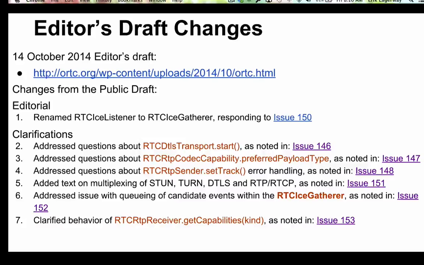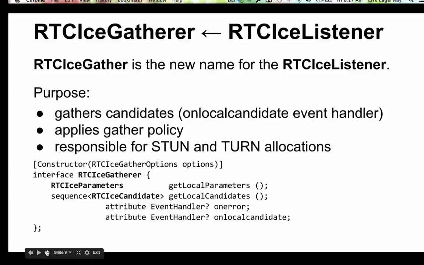We added a reference on the multiplexing of STUN, TURN, DTLS, and RTP, or TCP. There's a 5746 bis draft, so that's now referenced. There was a question about queuing of candidate events. Basically, when a gatherer gets created, it starts to do its candidate gathering, and so they need to be queued up, and we indicated that. And then there was a question about the behavior of get capabilities when called with a kind, because there are some potential codecs, like RTX, that don't have an intrinsic kind. And so we clarified that.